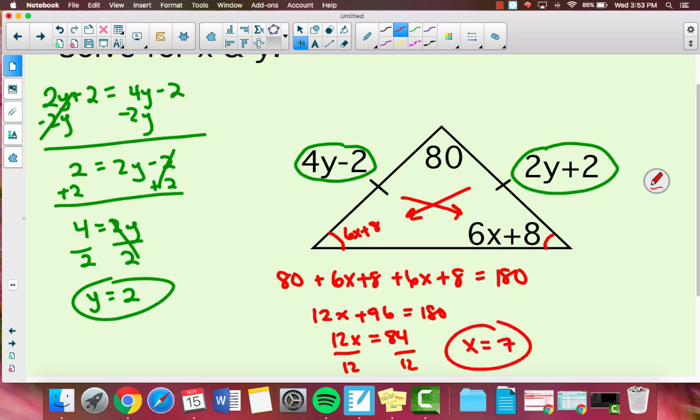And you could always plug that value back in and make sure it works for your triangle. If you were to plug it back in and get negative angles, obviously that wouldn't be right. Or when you plug it back in, if they don't all add up to 180, then that means something's wrong there as well.